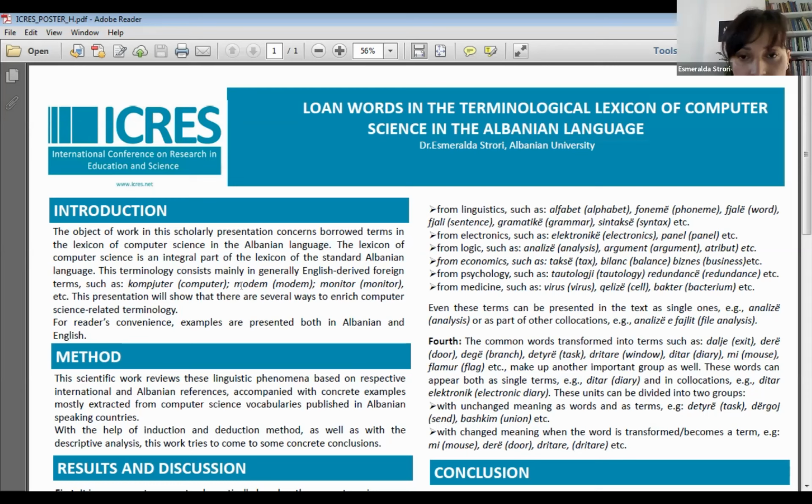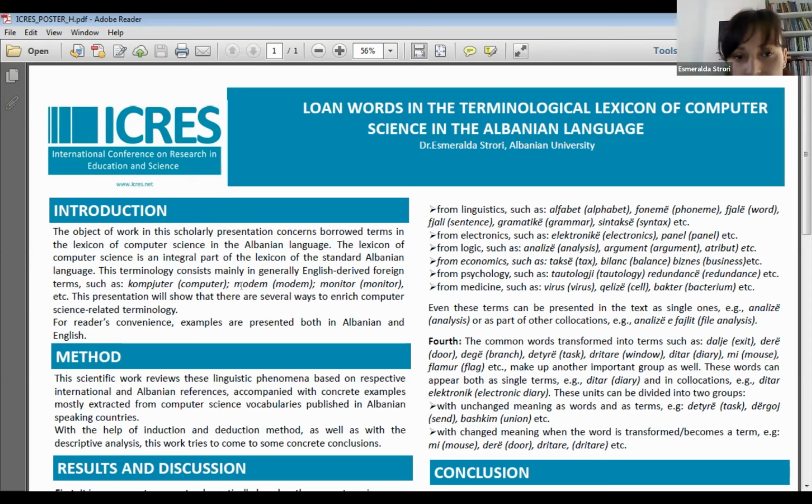Well, my presentation is about loan words in the terminological lexicon of computer science in the Albanian language. The object of work in this scholarly presentation concerns borrowed terms in the lexicon of computer science in the Albanian language. The lexicon of computer science is an integral part of the lexicon of the standard Albanian language.